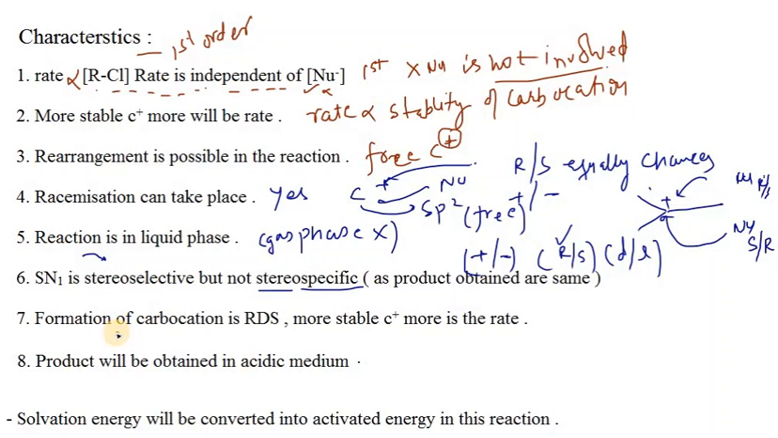Now we see the formation of the carbocation is the RDS. So the more stable the carbocation, the more is the rate. We know the product will form in acidic medium. The product we get is the result of the removal of H plus, so it will be in acidic medium.